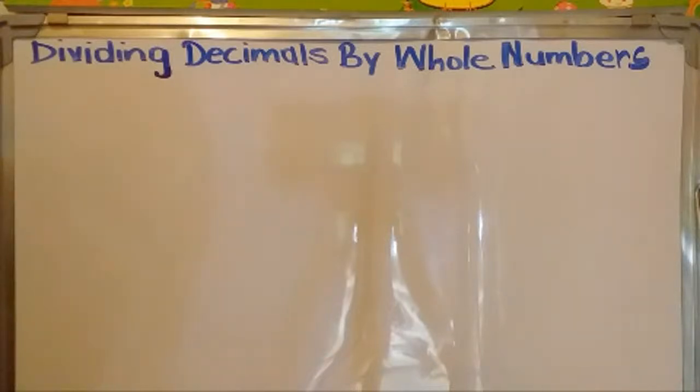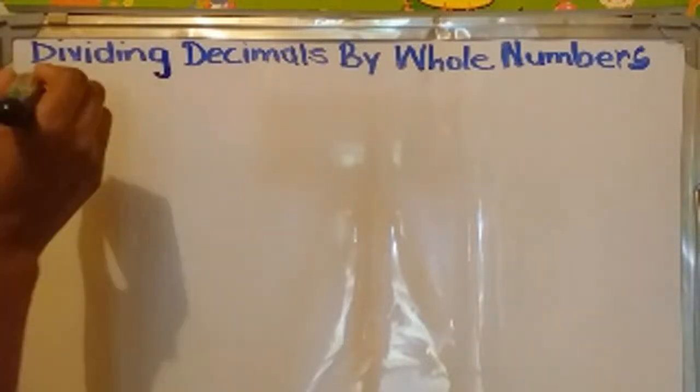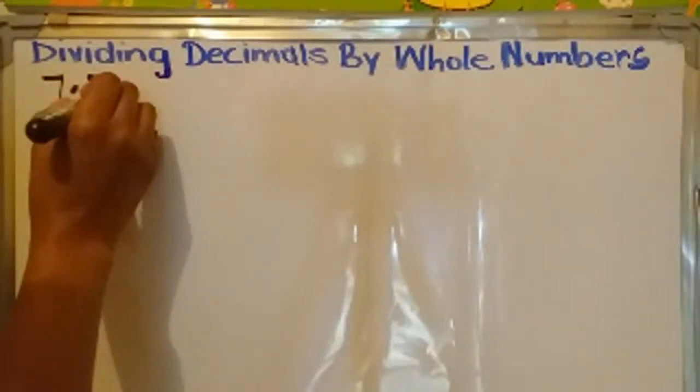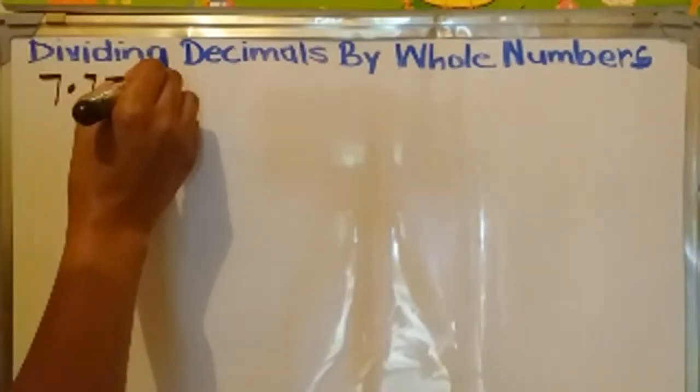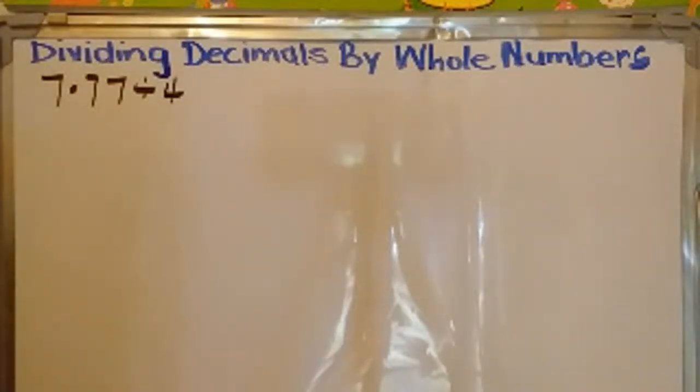All right, let's start our maths session. The first maths that we are going to be looking at is 7.77, and we are going to be dividing by 4. Let me write it so you can see it. 7.77 divided by 4. That's the first maths for today.